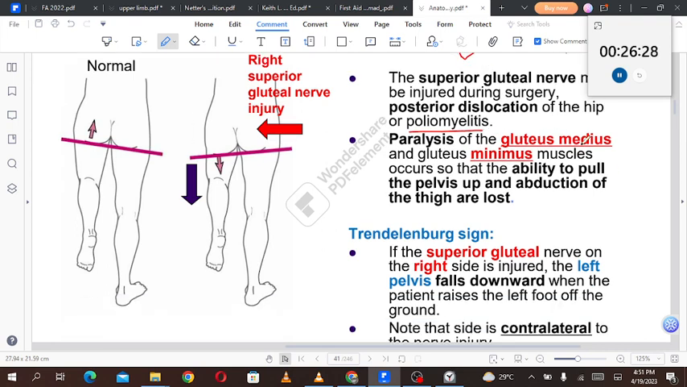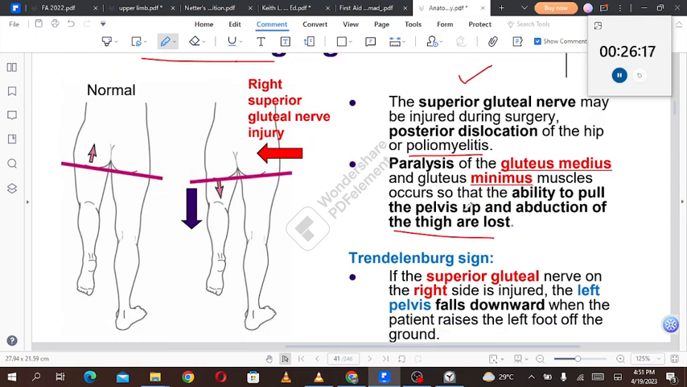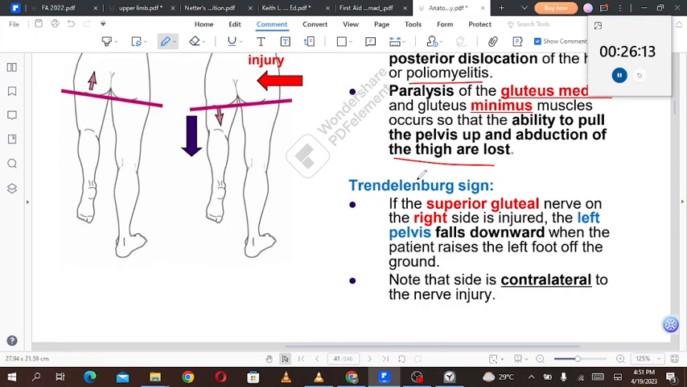Okay, paralysis of the gluteus medius and the gluteus minimus muscle occurs so that the ability to pull the pelvis up and the abduction of the thigh are lost. So 2 movements cannot be done, that is the ability to pull the pelvis up and the abduction of the thigh, they are lost. Trendelenburg sign.